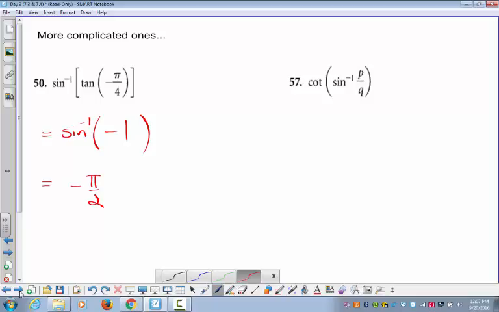They look way more complicated than they are. Just go all the way to the inside first and work your way out, step by step, and you'll be able to do it.